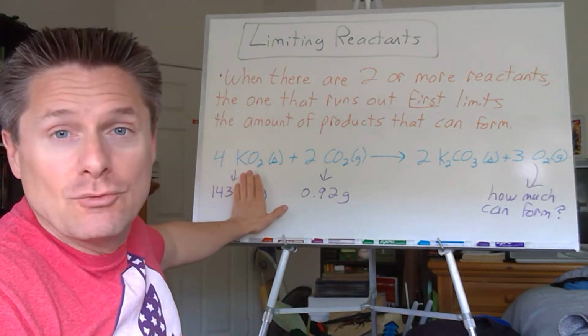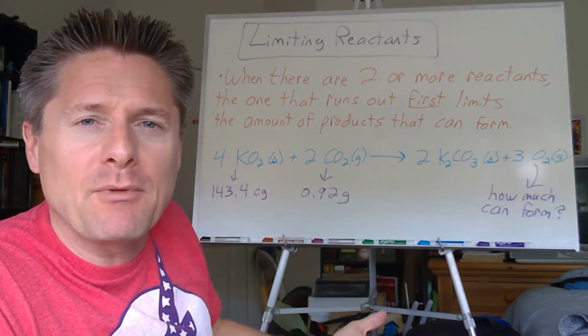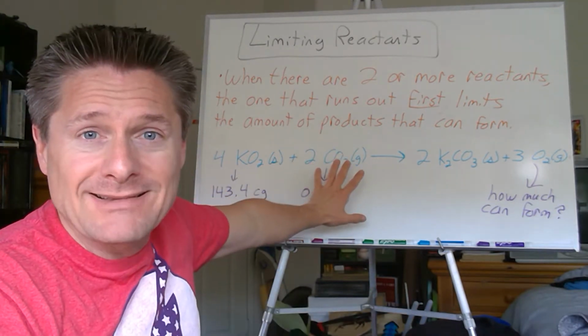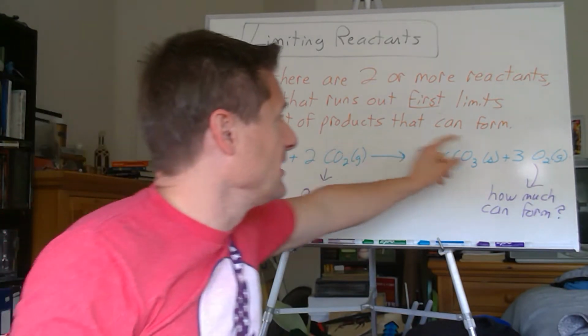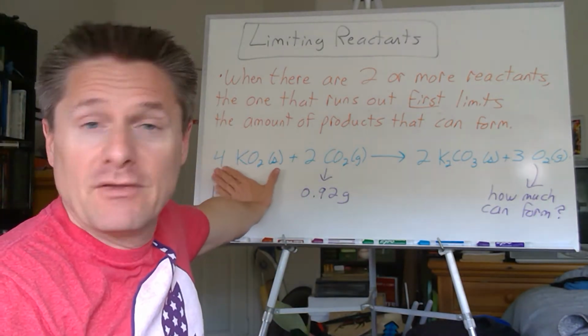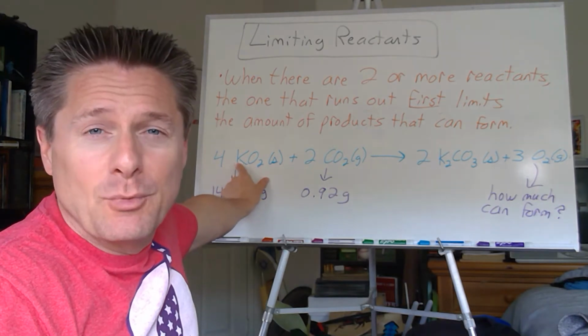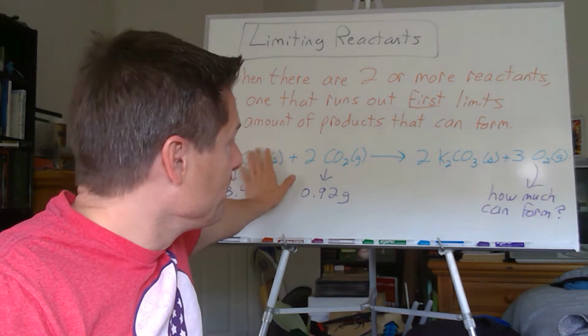When the KO2 runs out, the carbon dioxide runs out exactly, theoretically, right? That's probably not going to happen in the real world. Or we have so much carbon dioxide that the KO2 runs out first and determines how much oxygen we form. Or if I just give you the carbon dioxide, we're assuming that there's just enough potassium superoxide, or an excess amount of that.